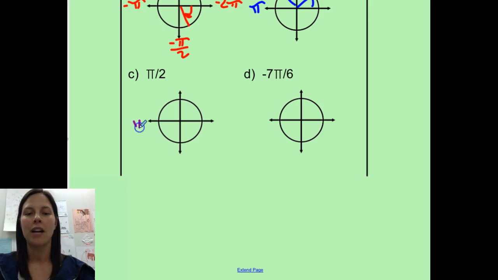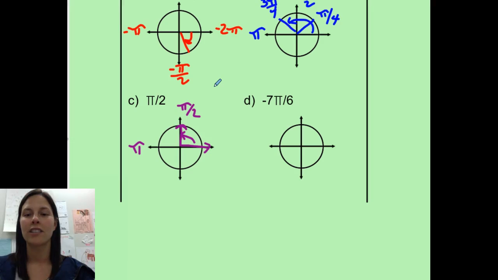Even easier, pi over 2, which is half of pi. That would be a 90-degree angle of rotation. I just realized I failed to sketch in the initial side on all of these. Remember, we're sketching them in standard position, so the initial side is always that positive x-axis.